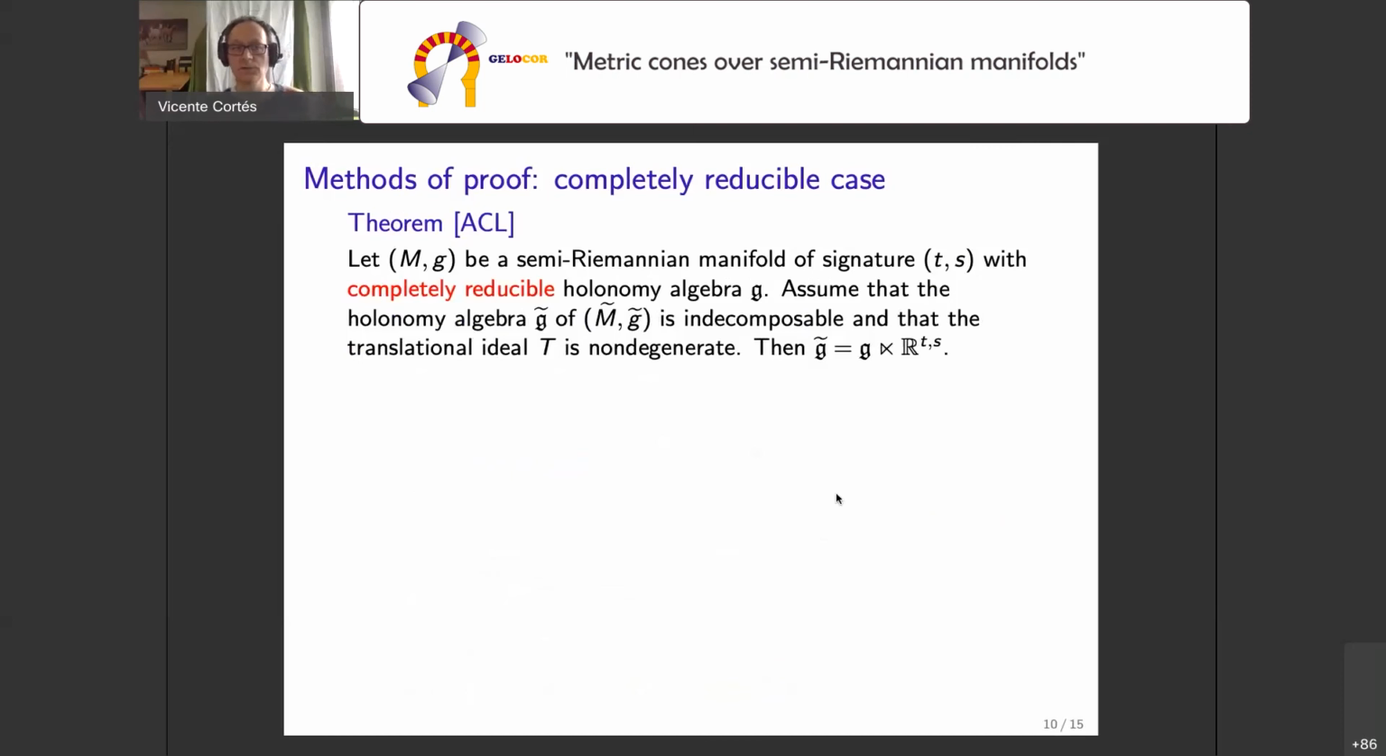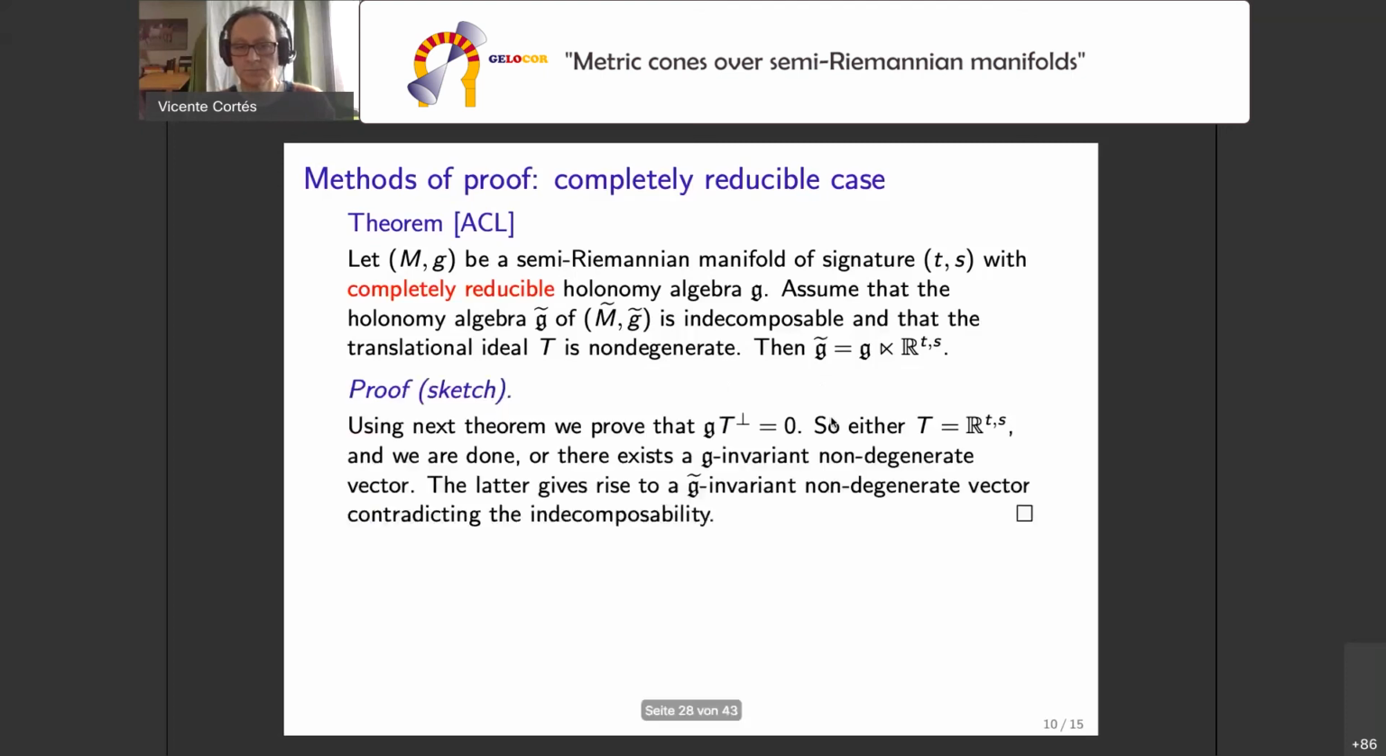Okay, so in the completely reducible case, we have this theorem. We start with a semi-Riemannian manifold of signature (t,s) with completely reducible holonomy algebra. This is an assumption. It's not always the case. And we assume that the holonomy algebra of the cone is indecomposable. And we assume also that the translational ideal T is non-degenerate. Under these assumptions, we can prove that the holonomy is such a semi-direct product. And let me explain very roughly how this is proven.